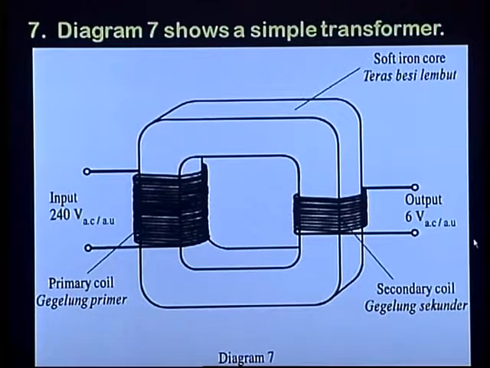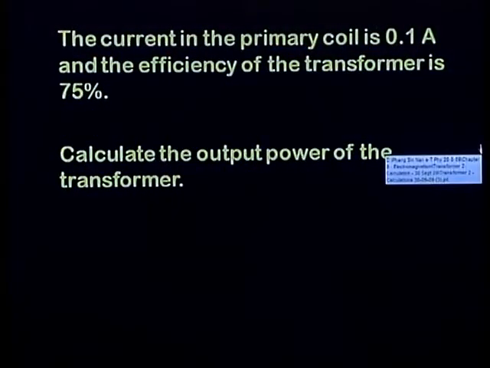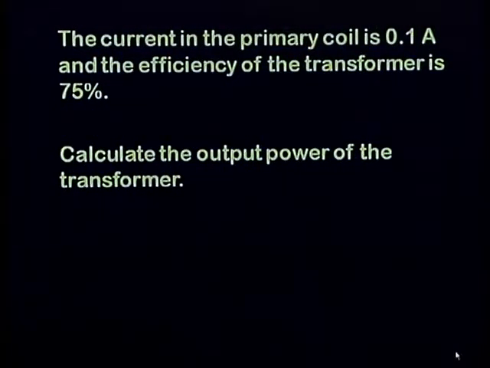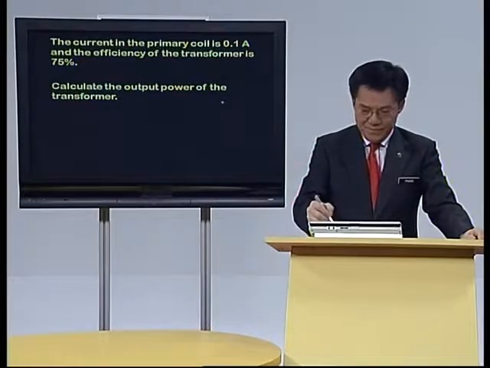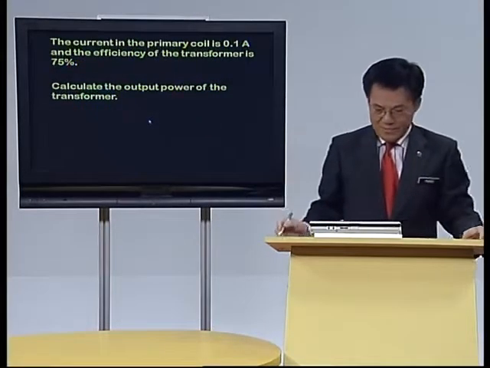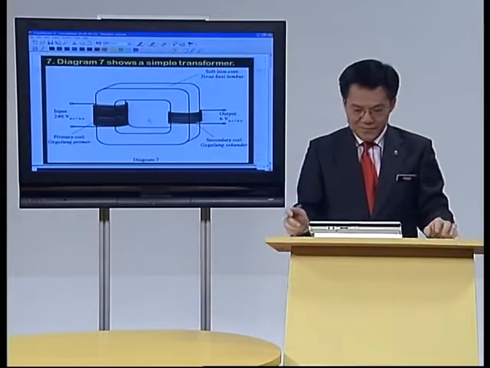Let us look at the question now, the second part of the question. The current in the primary coil is 0.1 ampere. And the efficiency of the transformer is 75%. Calculate the output power of the transformer. Are you ready to do your writing now?